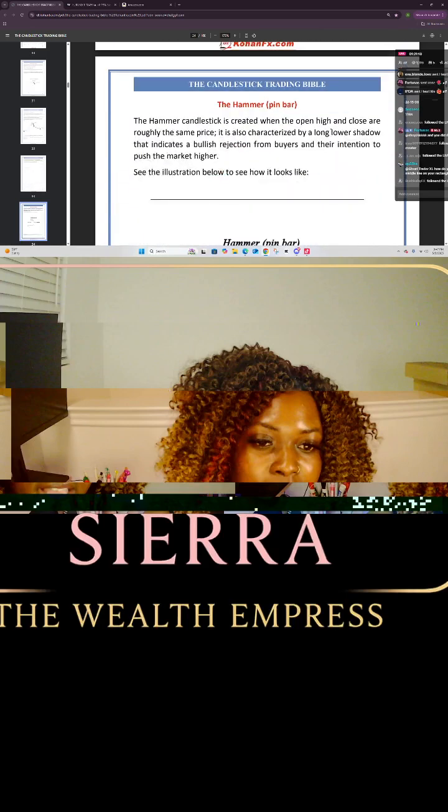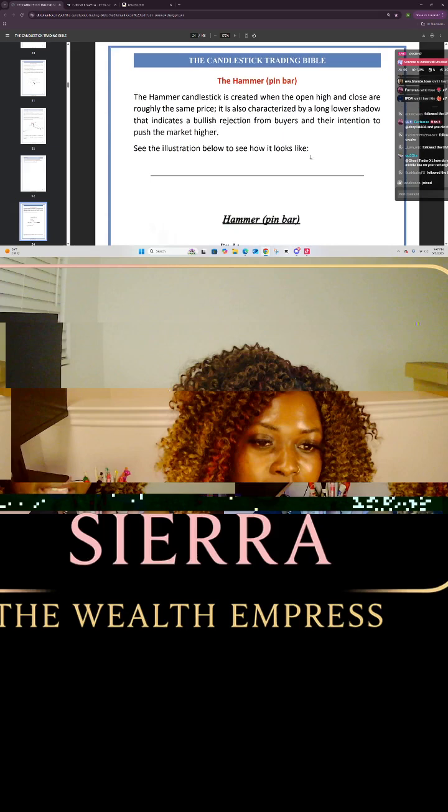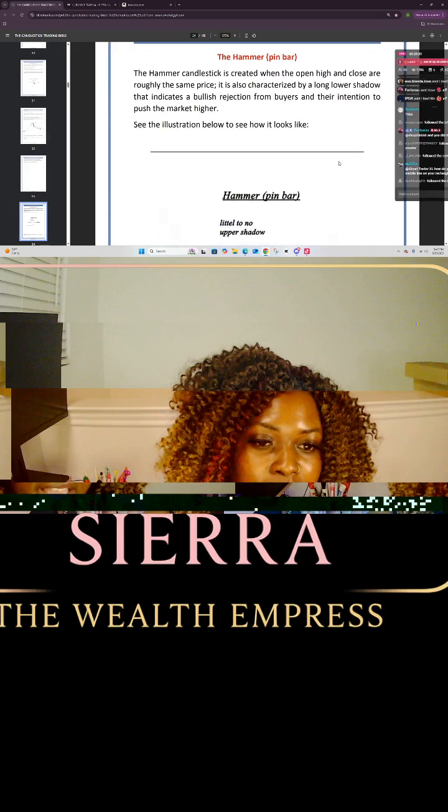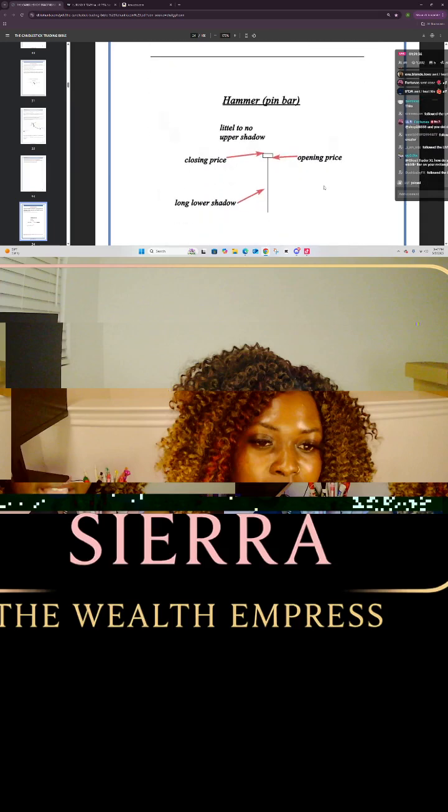All right, the pin bars, like one of my second favorite candlesticks, or the hammer, okay? The hammer candlestick is created when the open, high, and close are roughly the same price. It is also characterized by a long lower wick that indicates a bullish rejection from buyers and their intention to push the market higher. All right, so this is our hammer.